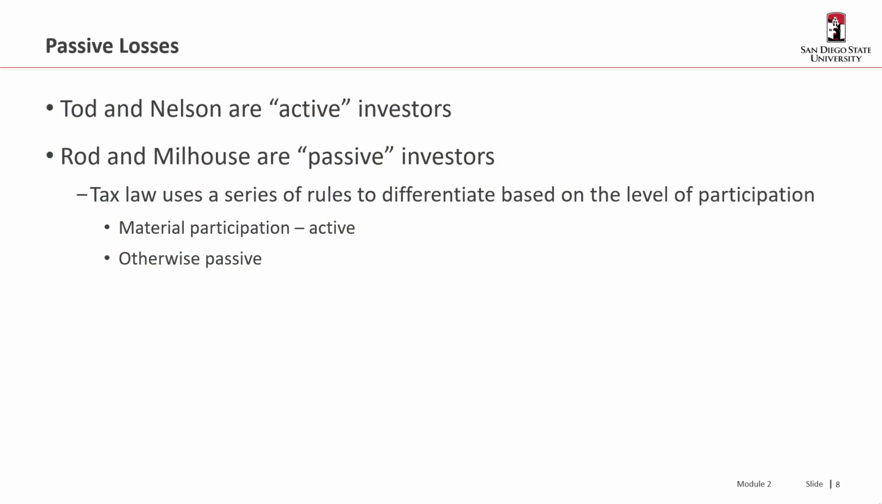So let's look at this and say, hey, you know what? Let's classify Todd and Nelson as active investors. They go there every day. It's their business. They're working there every day. They're grinding away. Remember, it's all about their sweat equity. Whereas Rod and Millhouse, let's describe them as passive investors, right? And in order to do this classification, the tax law uses a series of rules that differentiate these activities based on the level of participation by the taxpayer. So if you materially participate in that activity, you're an active participant. Otherwise, you are a passive participant.